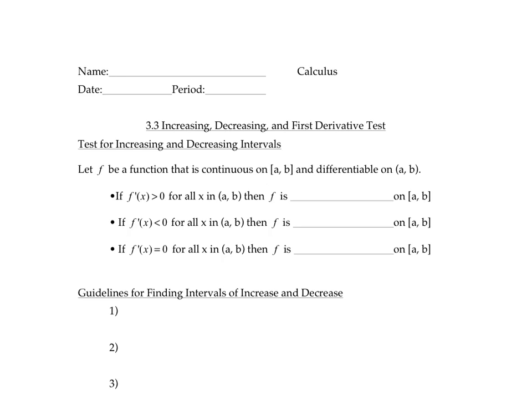So let f be a function that is continuous on a closed interval from a to b and differentiable on an open interval from a to b. If the first derivative is greater than 0 for all x in the open interval, then f is increasing. So what that means is that if the first derivative is positive, meaning the slope of the tangent line is positive, then the function is increasing on a given interval. If that first derivative is less than 0 for all x within the interval, then f is decreasing.